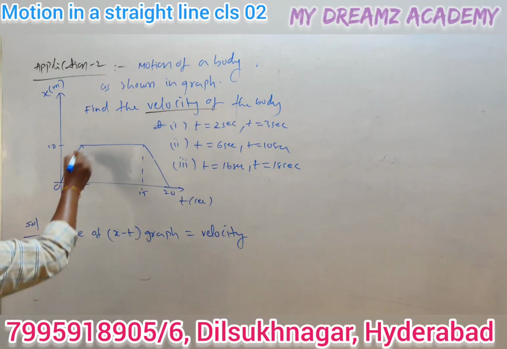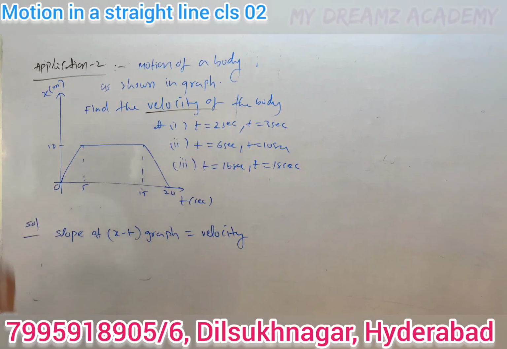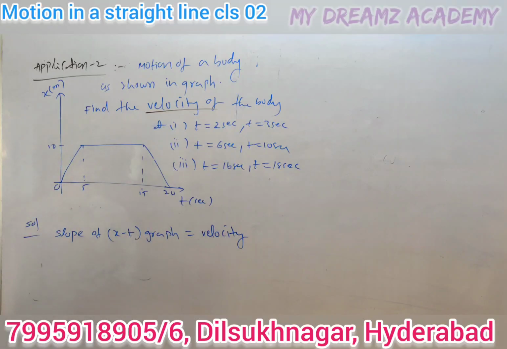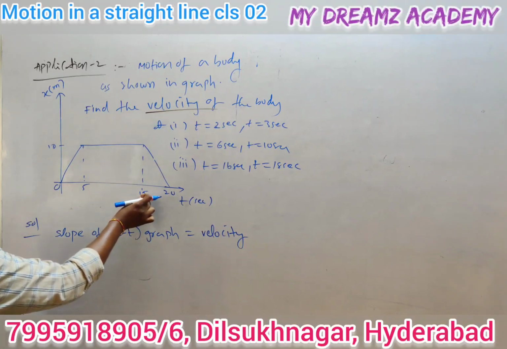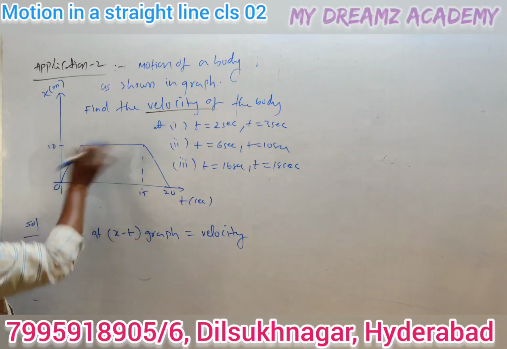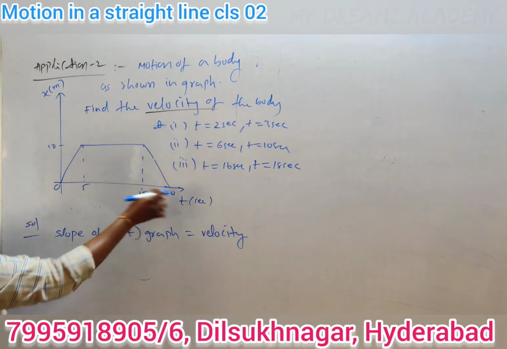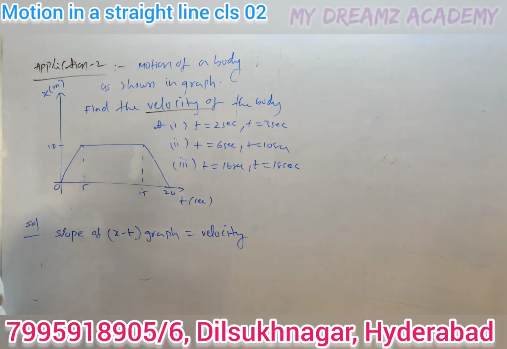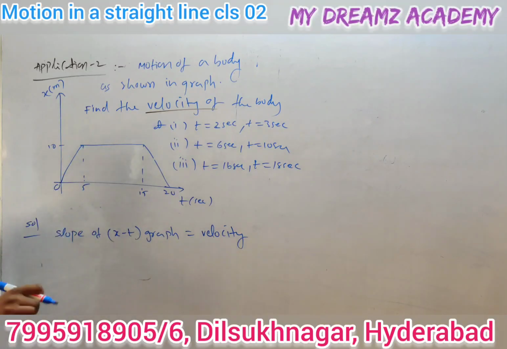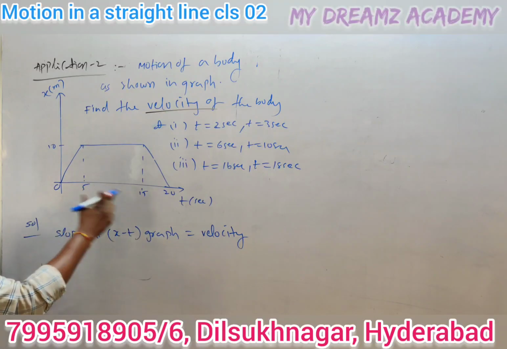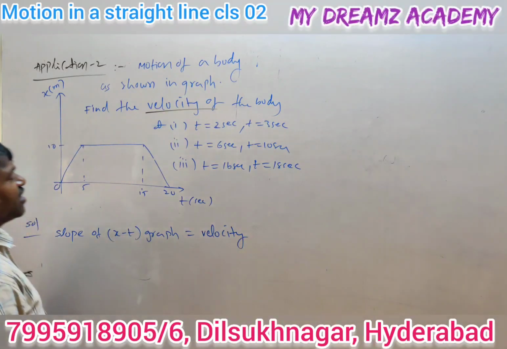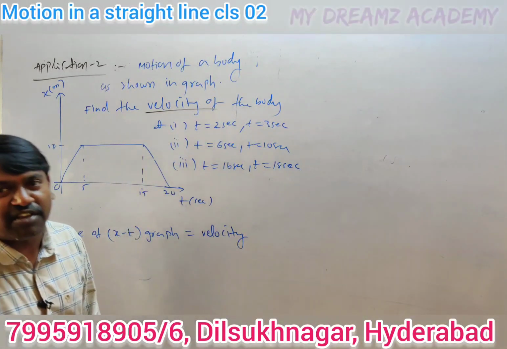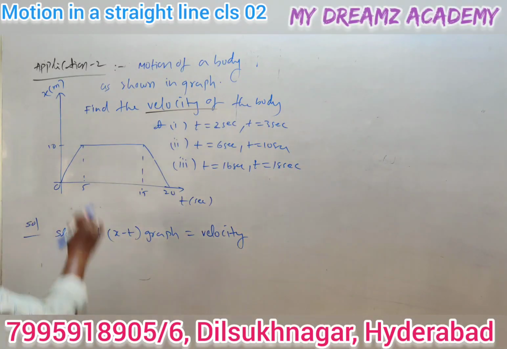Now here we have a curve like this. The slope is constant from here to here, which means from time t equals 0 to t equals 5. The slope of this curve is constant. From t equals 15 to t equals 20, the slope is constant. The slope of this curve equals the velocity of the body between the time intervals t equals 15 to t equals 20 seconds. Now first consider the first curve.